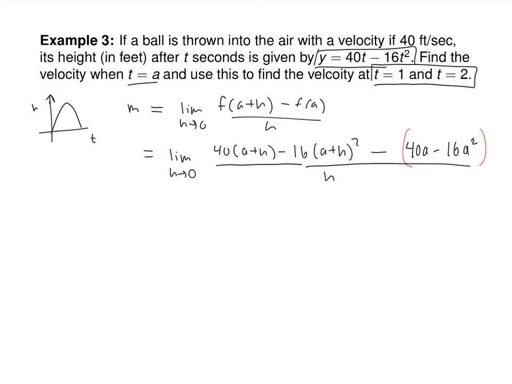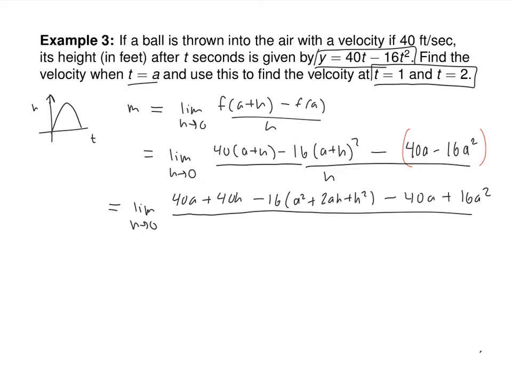And then it's just like algebra city. You never knew that algebra was a city, did you? I was trying to make a joke. Okay, so 40a plus 40h minus 16 times, what is a plus h quantity squared? a squared plus 2ah plus h squared. And then minus 40a plus 16a squared, because that negative distributes.